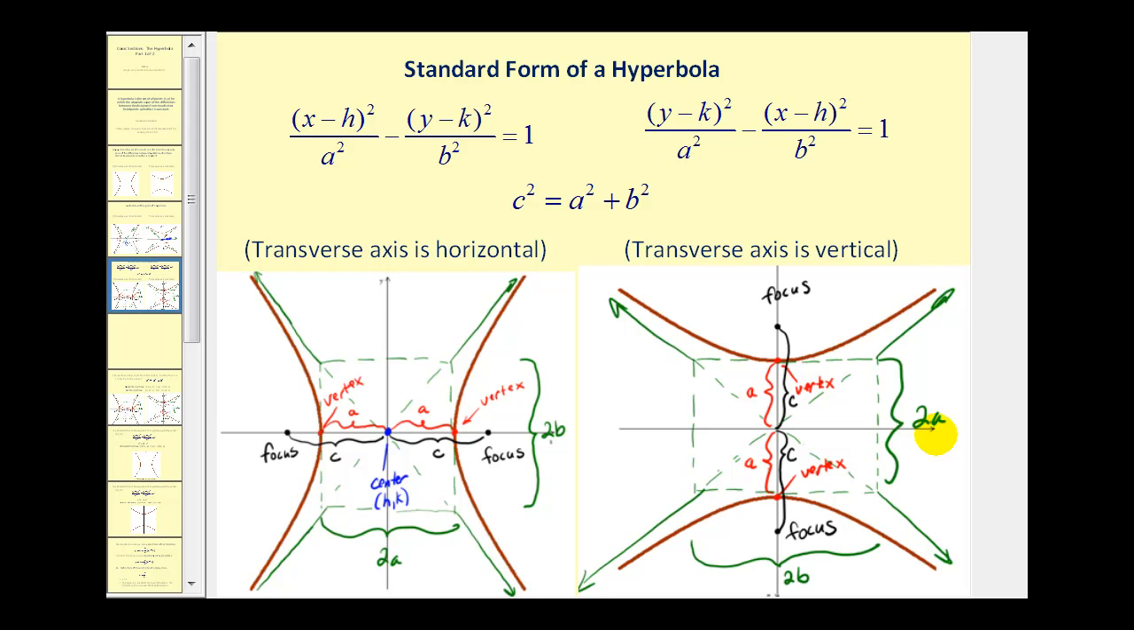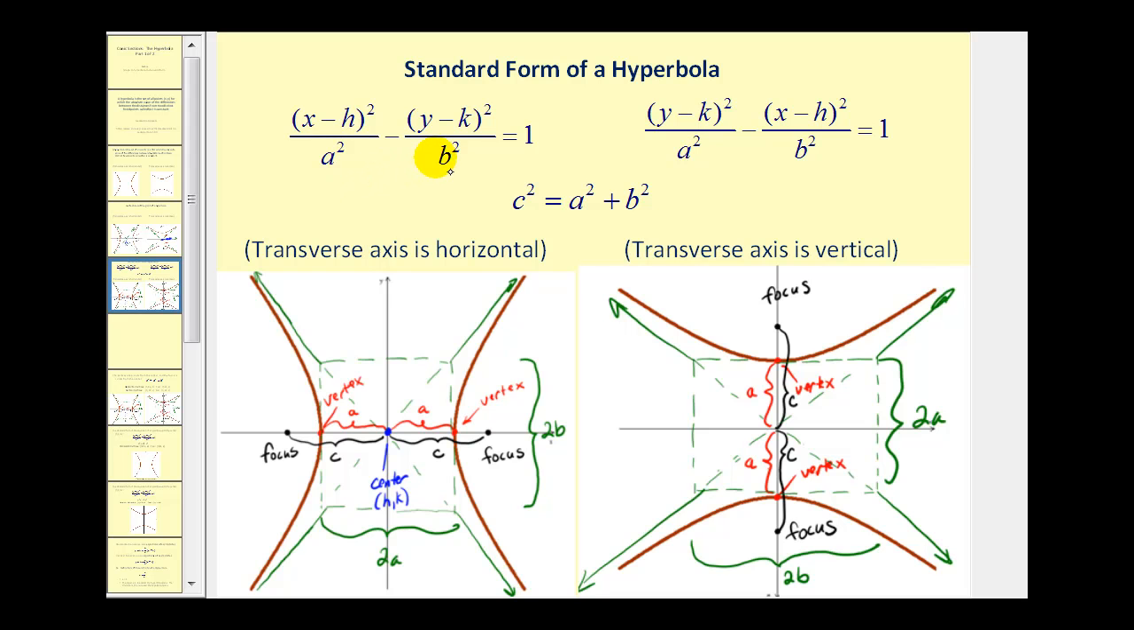Now this is a busy diagram, but it contains everything you need to know in order to graph a hyperbola in standard form. First, we'll notice this looks very similar to an ellipse, but now we have a difference rather than a sum. And when the x part of the equation is the positive part, notice that the hyperbola will open left and right and will have a horizontal transverse axis. If the y part of the equation is positive, then the transverse axis is vertical and the hyperbola will open up and open down. Notice that a squared will always be under the positive part of the equation and b squared will be under the difference or the negative part of the equation.